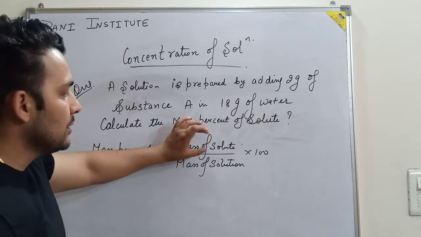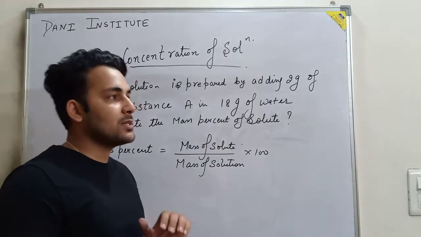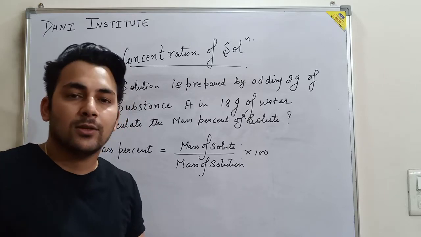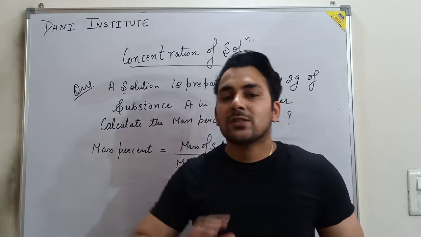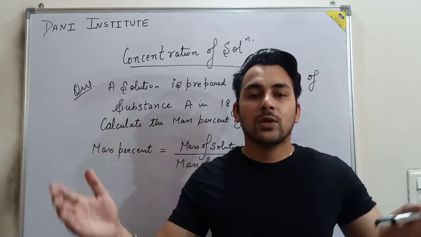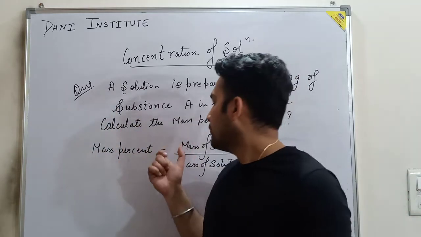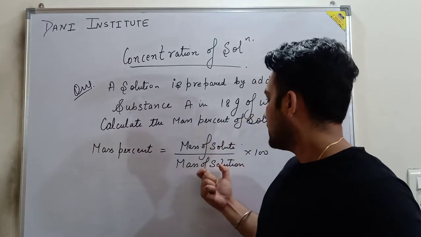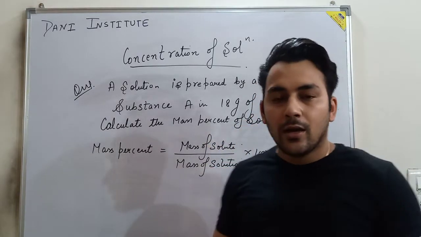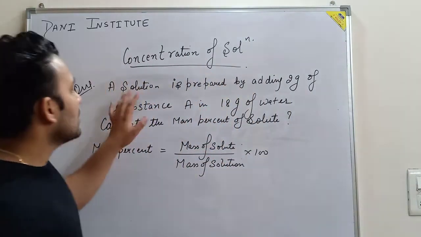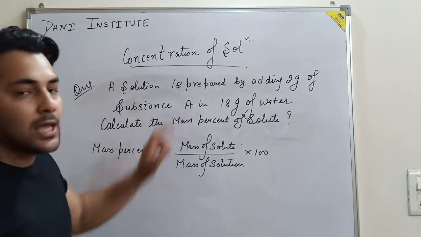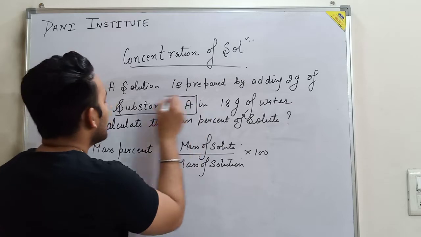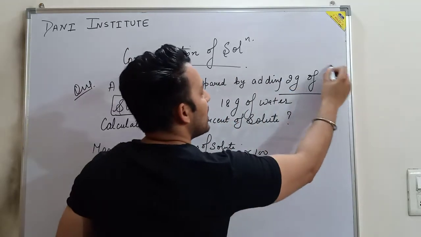Now just read out the numerical, you will come to know which one is solute and which one is solution. To know the solute you have to read the previous lecture. I told you that solute is in a less quantity, solvent is in a more quantity. When we mix solute and solvent, they form solution, which goes in the denominator. Now just read it out. A solution is prepared by adding 2 gram of substance A. Substance A is how much? 2 gram.